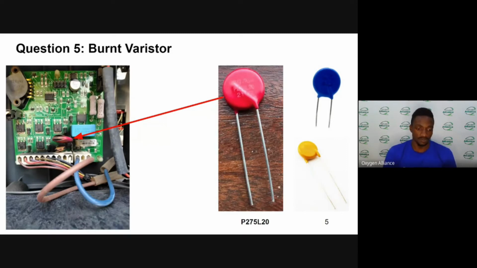The fuse is commonly found in this version of the control board. So when replacing these components, make sure that you are sure of the part number and the components, because sometimes they might look similar and you might end up replacing them with the wrong components, which might cause further problems.